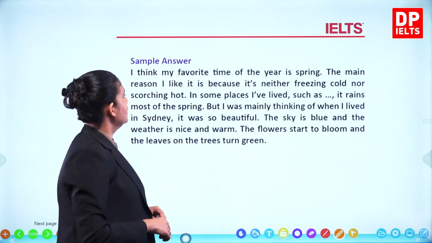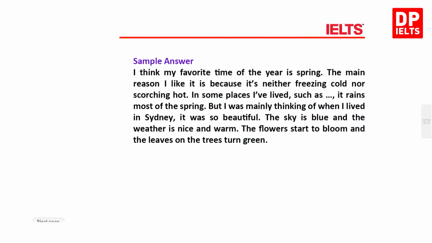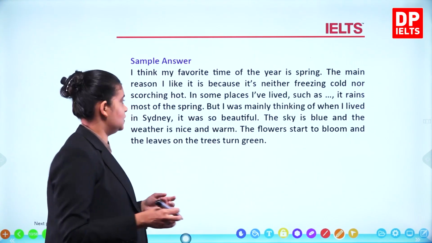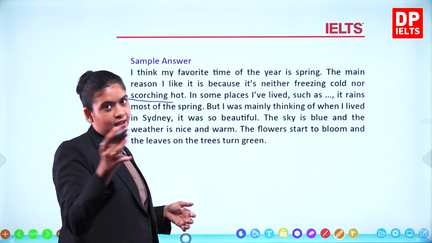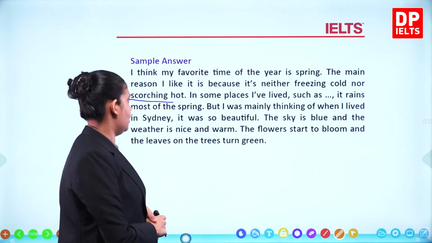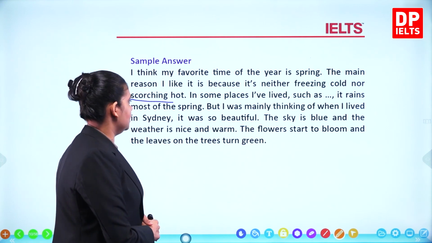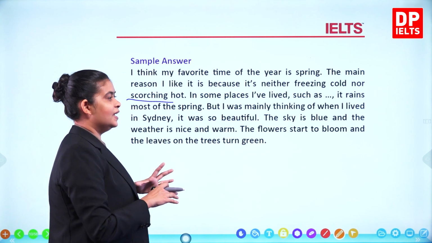Now let's have a look at a sample answer. I think my favorite time of the year is spring. The main reason I like it is because it's neither freezing nor scorching hot. Nice word. In some places I've lived, such as, you can give some places if you have lived elsewhere, it rains most of the spring. But I was mainly thinking of when I lived in Sydney. It was so beautiful. The sky is blue and the weather is nice and warm. The flowers start to bloom and the leaves on the trees turn green. So it's kind of picturesque.